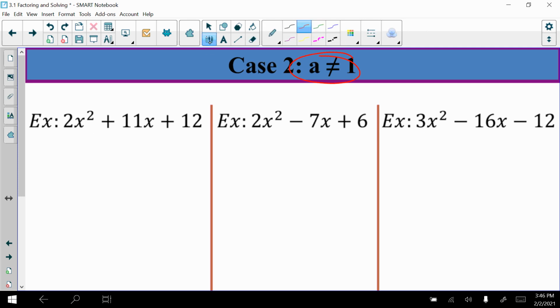It's a little bit longer of a process, but I'll work you guys through it and try to make it simple. We're going to start the same way we started the other one. A times C. So 2 times 12, that's 24. Now we're still going to do the exact same thing.